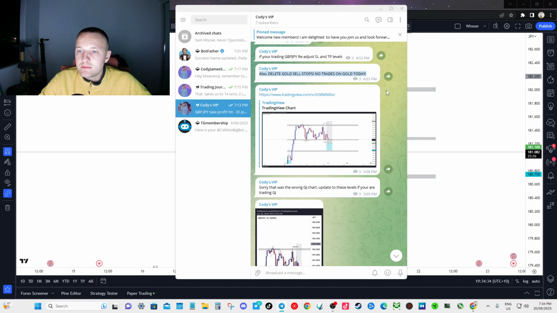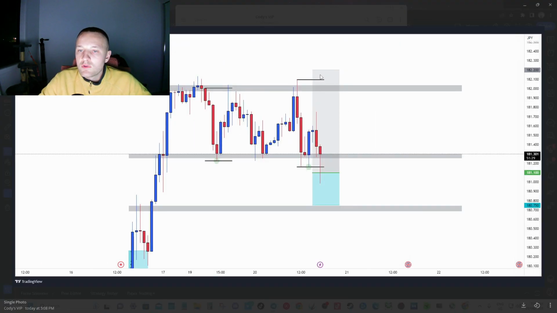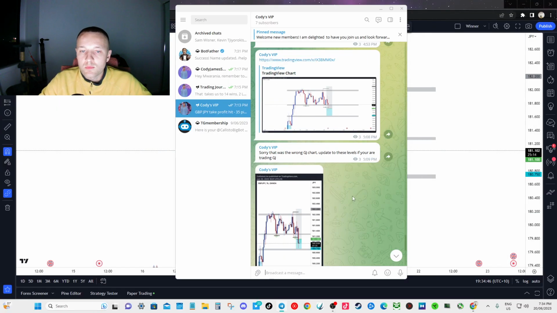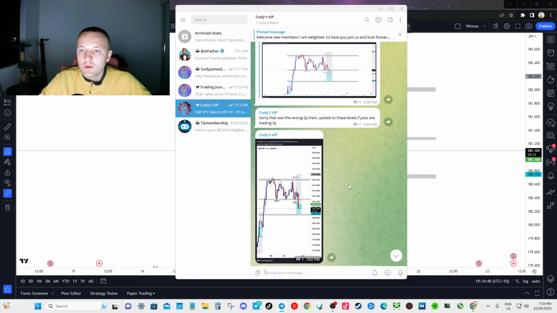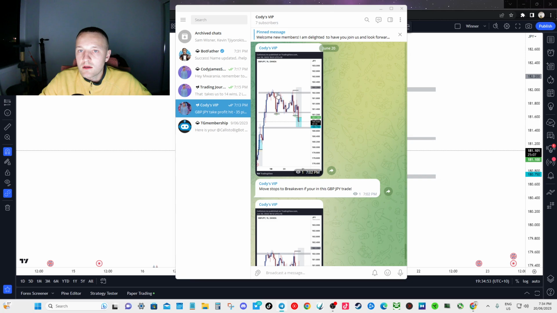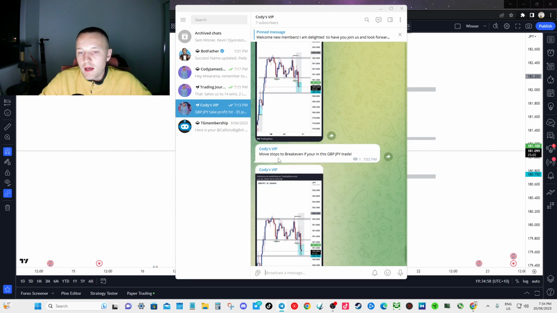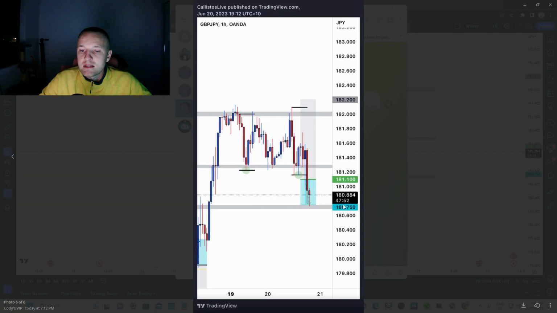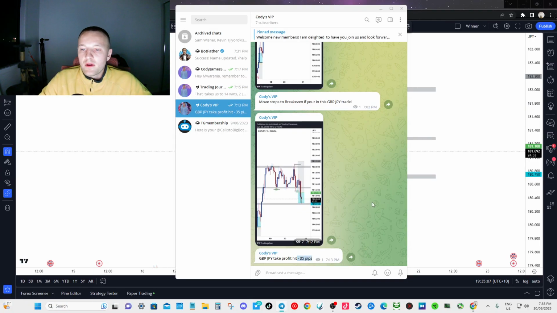And then you can see an update to these levels if you are trading GJ. I moved my stop a little bit higher and my take profit a little bit lower, so there was more take profit but slightly more stop loss, which is fine. Then you can see I'm just updating throughout the whole trade. Move stops to break even if you're in the GBP JPY trade, and then we can see that it hit take profit for 35 pips right here on GJ.